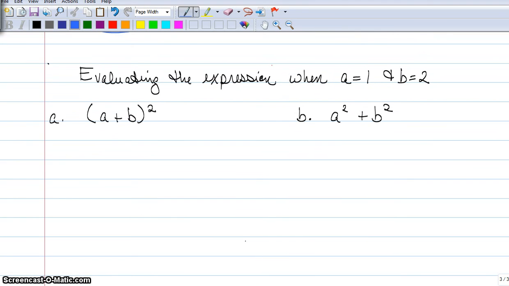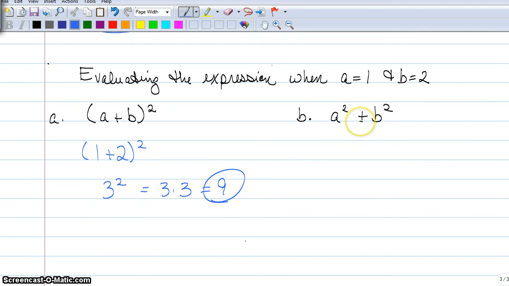Okay, now we're going to evaluate the expressions when A is equal to 1 and B is equal to 2. So I have A plus B, which is 1 plus 2. I'm going to square that. Take care of what's in parentheses first. 1 plus 2 gives me 3. So I have 3 squared. So I know that 3 squared means 3 times 3. And I also know that 3 times 3 gives me 9.